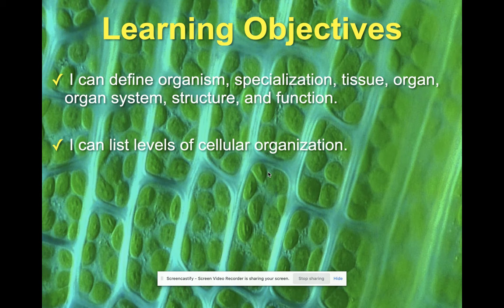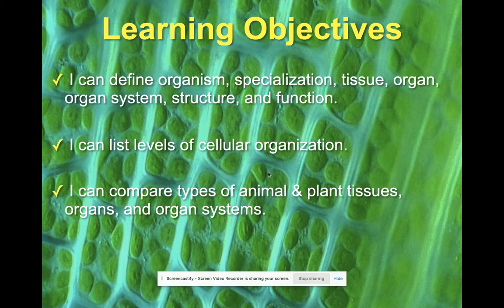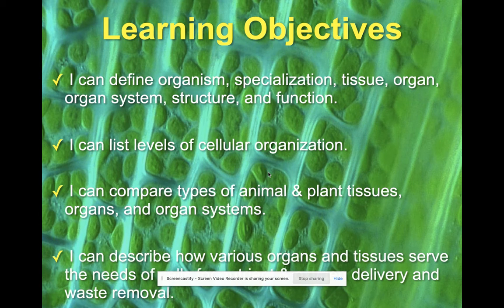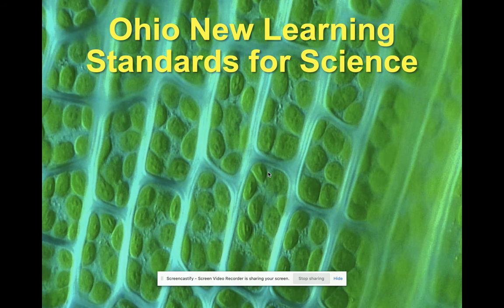You'll be able to list the levels of cellular organization. Today, we're just looking at tissues. Later in the week, we'll go on up to organs and organ systems. We'll be able to look today, especially at animals' tissues and plant tissues. They're a little bit different, but they also have a similarity or two. And then organs and organ systems. And lastly, we're going to look at how organs and tissues serve the needs of living things as far as delivering nutrients and getting rid of waste.